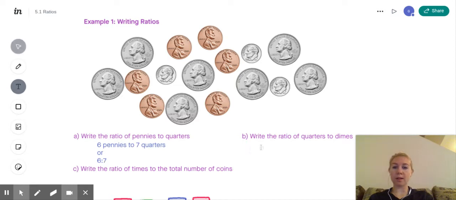All right, problem B says write the ratio of quarters to dimes. Let's count our quarters again just to make sure. 1, 2, 3, 4, 5, 6, 7. 7 quarters to dimes. 1, 2, 3. 7 quarters to 3 dimes. Or we could simply write it 7:3, which means 7 to 3.